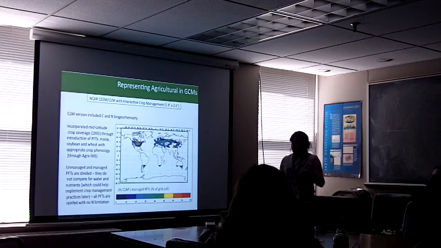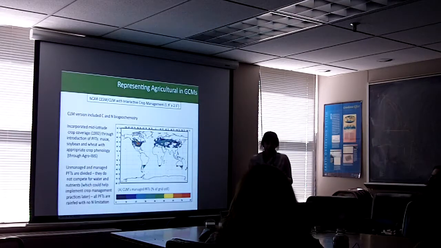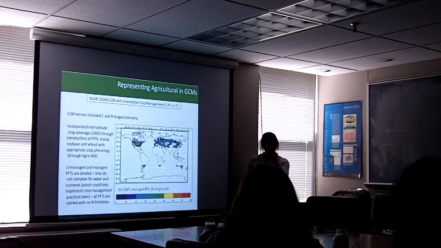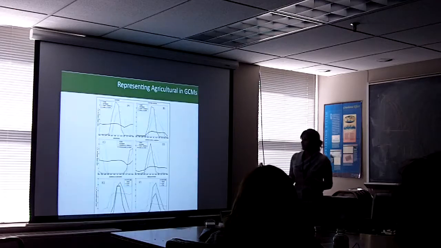Now, their unmanaged and managed vegetation PFTs are divided so that they don't actually compete for resources, for water or for nutrients. Now, that can be bad or good. What it does is enable them, if you wanted to apply fertilizer or include some management component, to do it just to the cropped areas and not the natural vegetation. So it separates that for you a little bit. Again, there might be pros and cons to doing that. But this is something that's interesting.